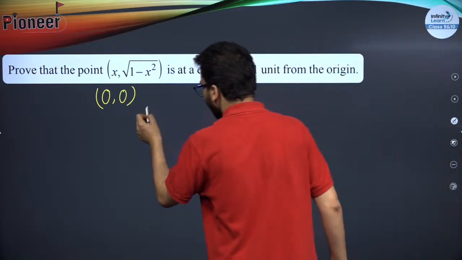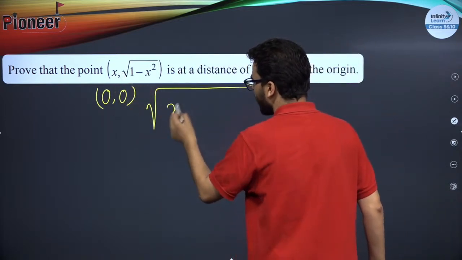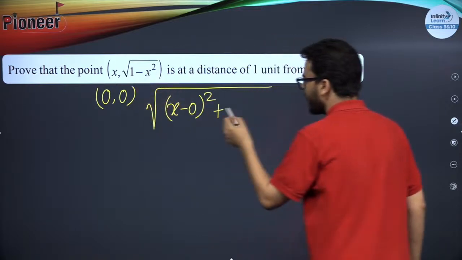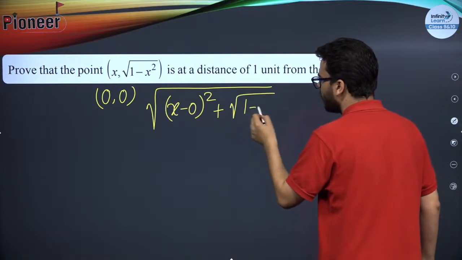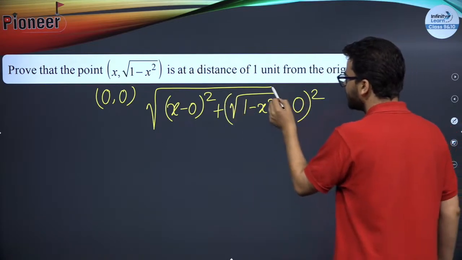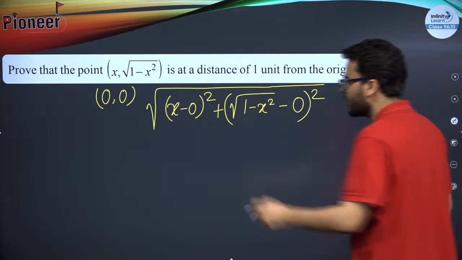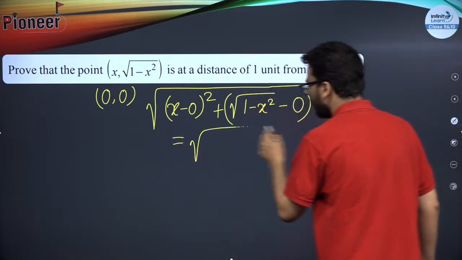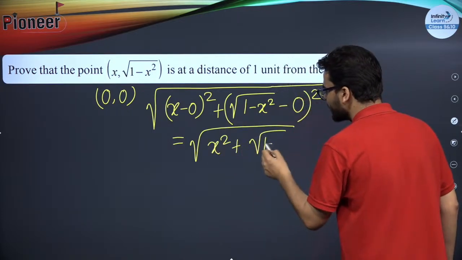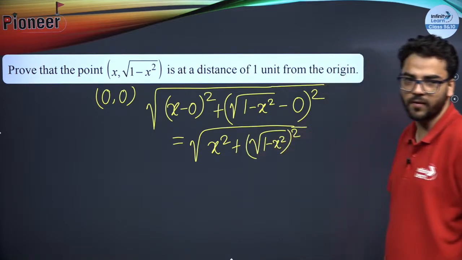So using the distance formula, the distance will be what? Square root of x2 minus x1, so that will be x minus 0 the whole square, plus y2 minus y1, right? So that is square root of 1 minus x square minus 0 the whole square. So this is the distance between these 2 points using the distance formula. Is it clear? So therefore over here it will be square root of x square plus square root of 1 minus x square the whole square, correct? Using the distance formula, this is the distance over here.